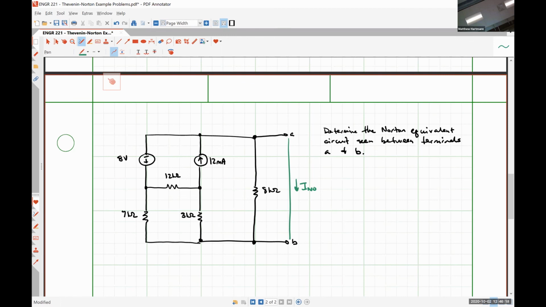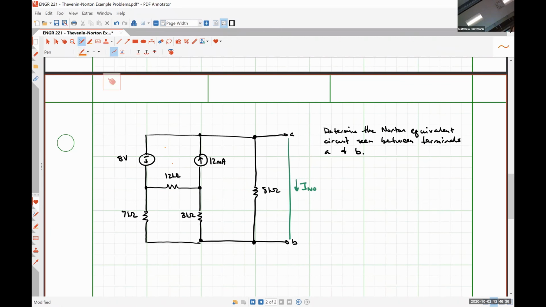So we could do nodal analysis, but nodal analysis gives us the unknown voltages in the circuit, and we're looking for a current. So why don't we do mesh, right? We're trying to find a current. Let's just use mesh.